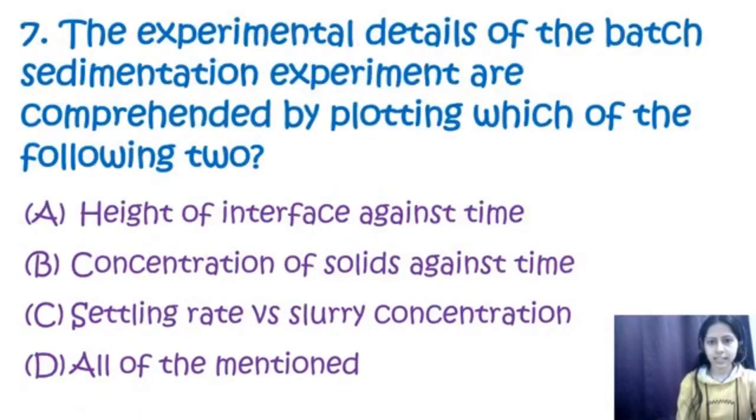Number 7. The experimental details of batch sedimentation experiments are comprehended by plotting which of the following two. Options are A. Height of interface against time, B. Concentration of solid against time, C. Settling rate versus slurry concentration, and D. All of the mentioned. So the experimental details of batch sedimentation can be comprehended by plotting the height of interface against time. That is option A.